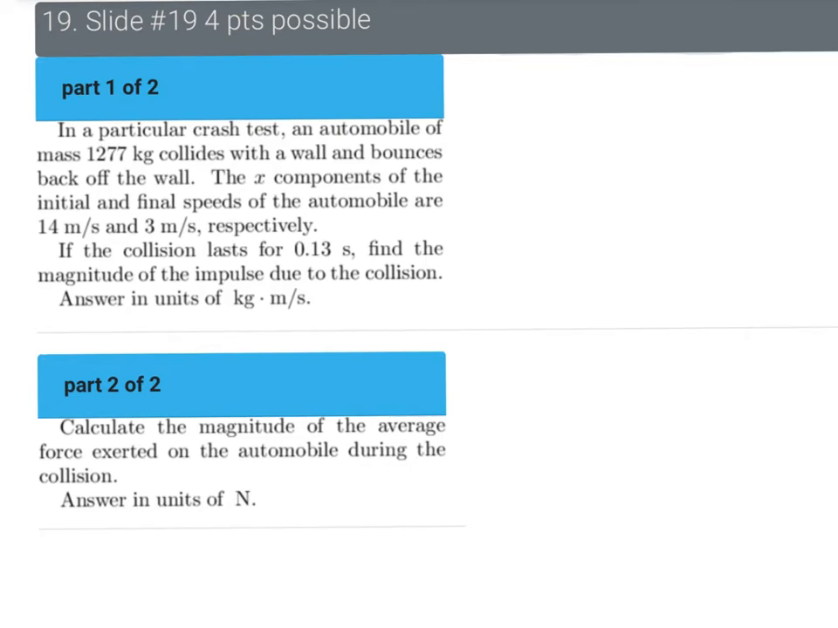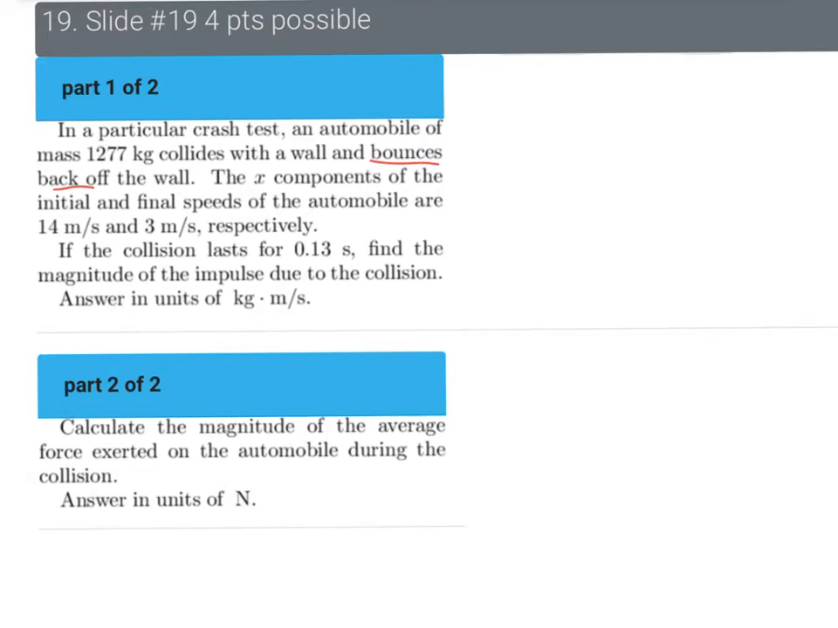Alright, so in a particular car crash, an automobile of given mass collides with the wall and bounces back. Alright, so important key piece of information here, it bounces back. This is an elastic collision. So it goes in with one velocity, comes out with a second velocity.